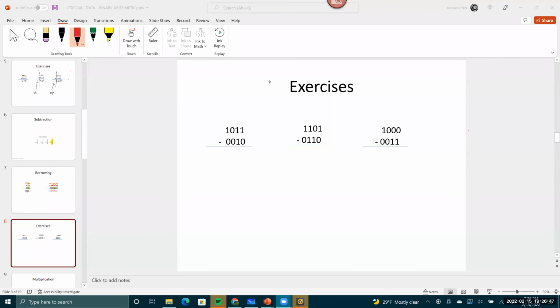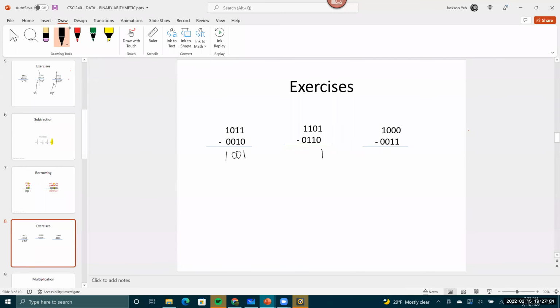Okay, so let's do this together now. All right, the first one: 1 minus 0, I'm sorry, 1 minus 0 is 1. 1 minus 1 is 0, 0, 1. Okay, that's the first one. So no borrowing needed over there.